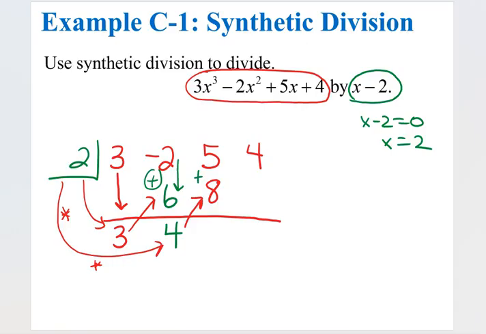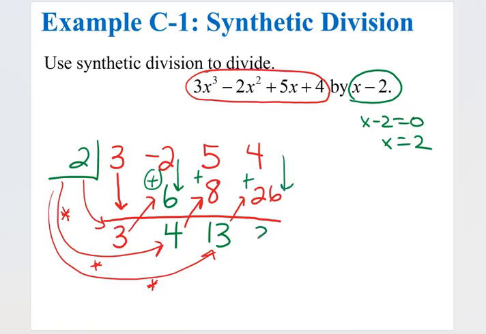5 plus 8 is 13. Okay, and then do your multiplication again. 2 times 13 is 26, so positive 26 goes here. And then again, you're going to add going down. So 4 plus 26 is 30. So these 3 digits should be our answer.